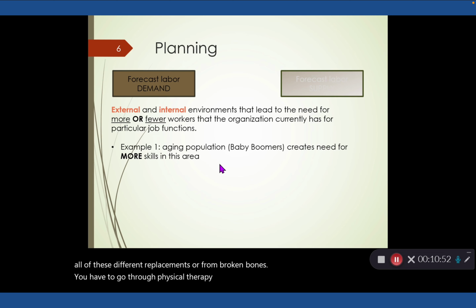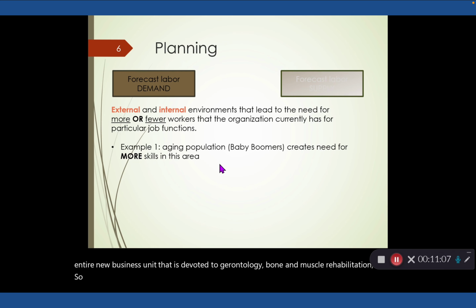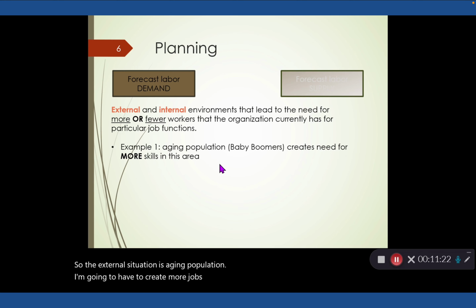So I might actually just create an entire new business unit that is devoted to gerontology, bone and muscle rehabilitation, right? So aging population, that's external. I'm in a location where there's a lot more older people. So the external situation is an aging population. I'm going to have to create more jobs in my company to take care of this. So that's an example of how I need more workers based on an external factor.